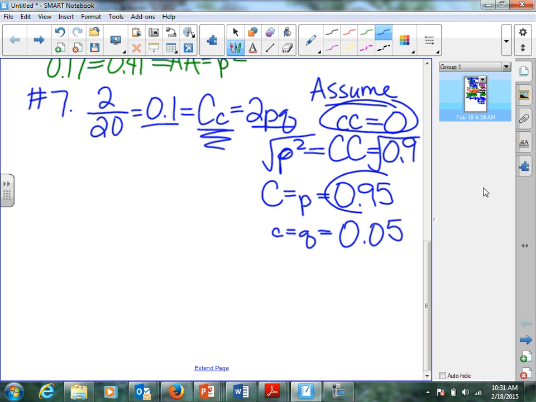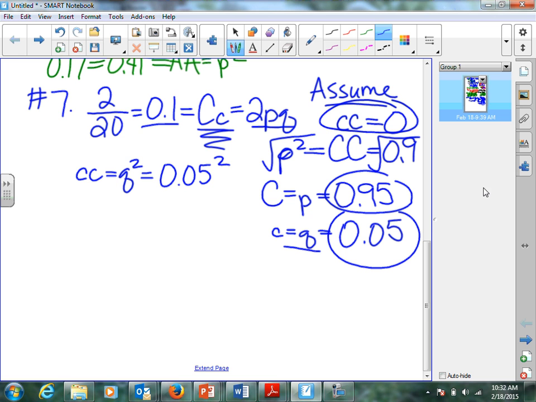And so now that we have both of these numbers, we now need to say, okay, if this stays the same, what are my chances of getting cystic fibrosis? And so I want to calculate now, what are my chances with these numbers of getting q squared? And if I take 0.05 and I square it, because this is q, I get 0.0025, which is the same thing as 0.25%. So there's a very small chance that you're going to have cystic fibrosis on your island. Okay?